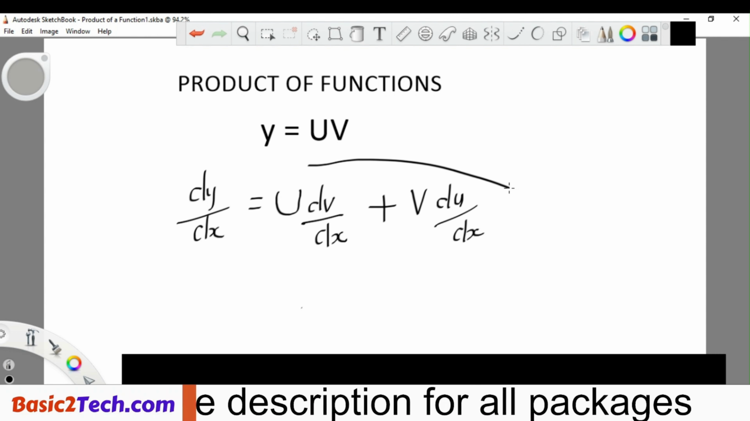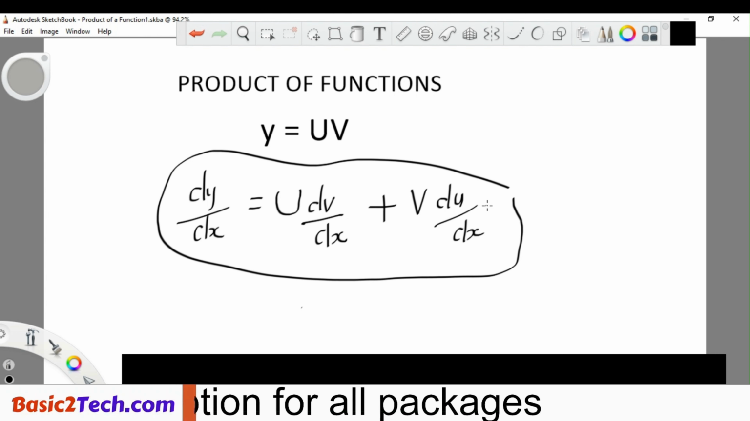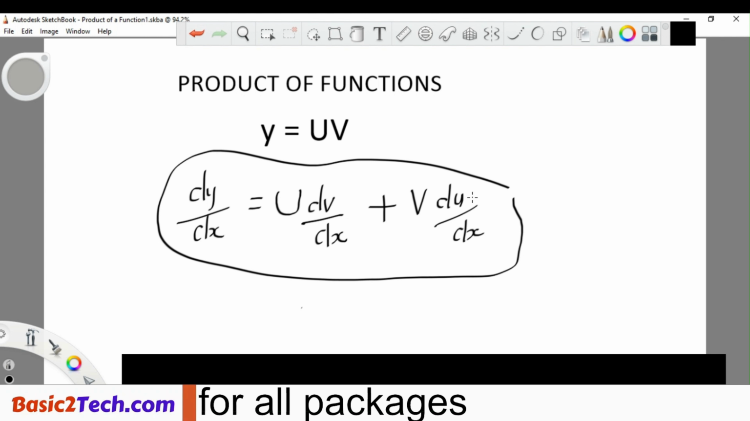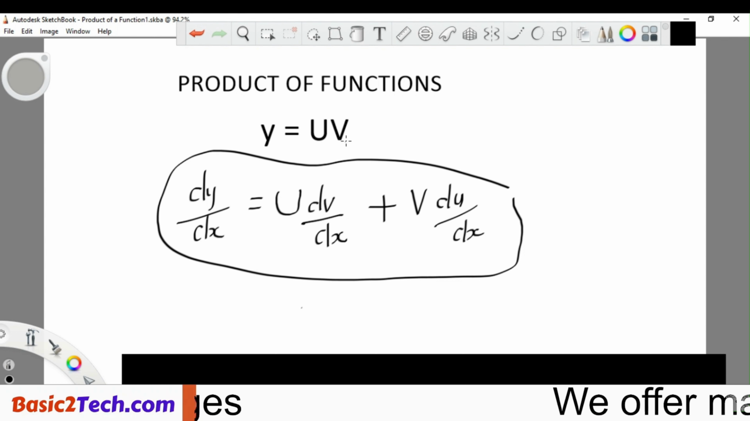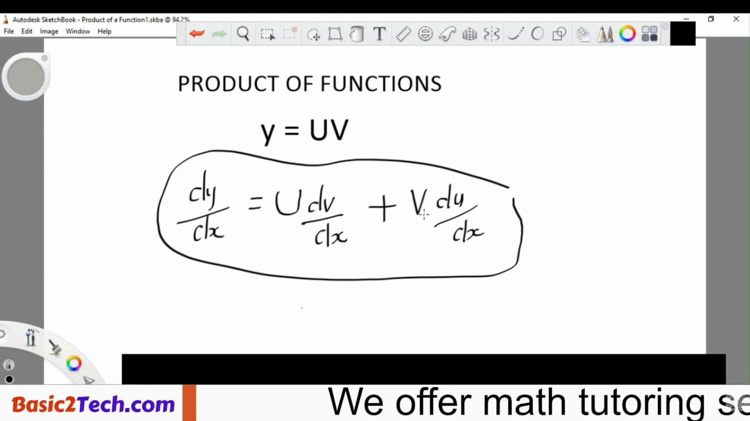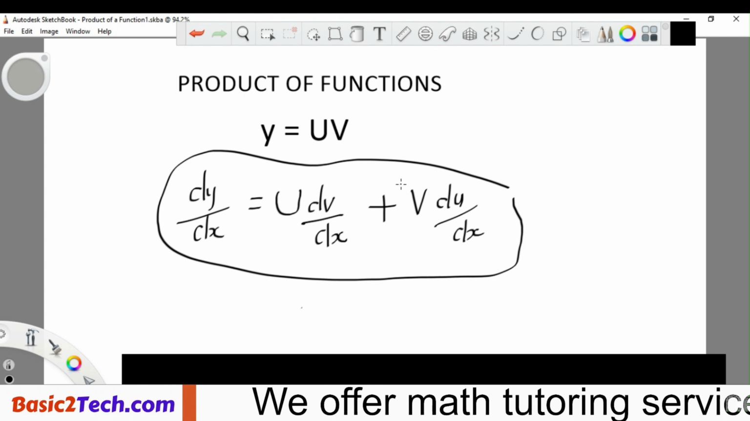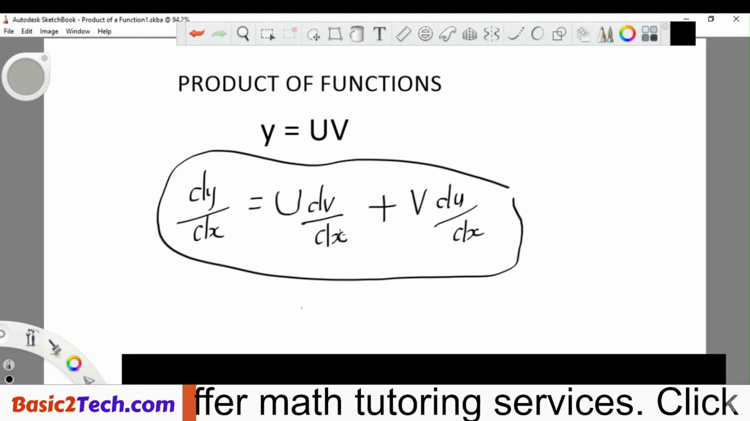This is how we differentiate products of functions. Again, we put down the first function and we differentiate the second function with respect to x. Plus, we put down the second function and we differentiate the first function with respect to x. Let's look at some questions.